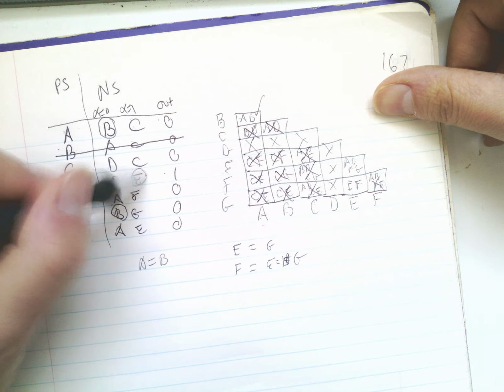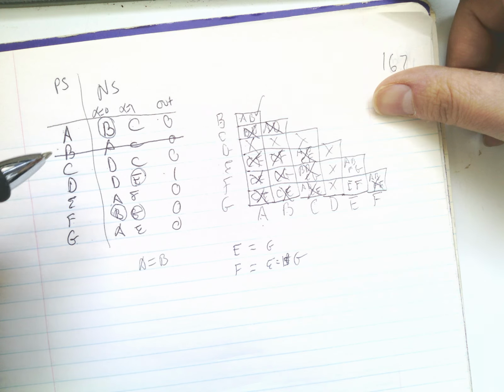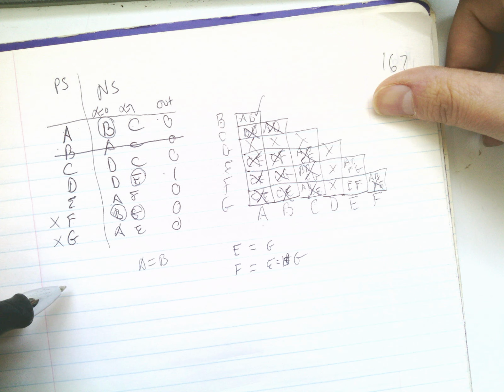So that means these things can all be set equal to each other, and then these rows are removed. And so that greatly simplifies your state machine.